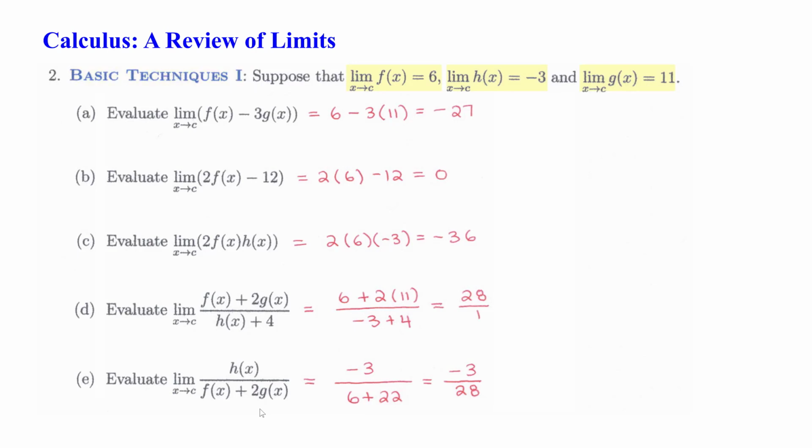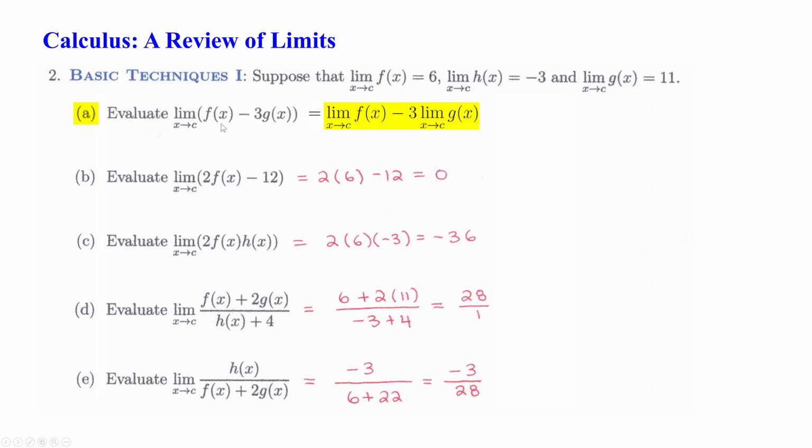c, the limit exists. We have the limit as x goes to c of f of x is 6. The limit as x goes to c of h of x is -3. The limit as x goes to c of g is 11. So we want to evaluate each of these various limits, and we know the limit of the difference is the difference of the limits, so we can simply evaluate the limit of each piece separately.